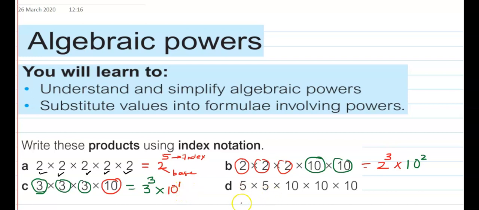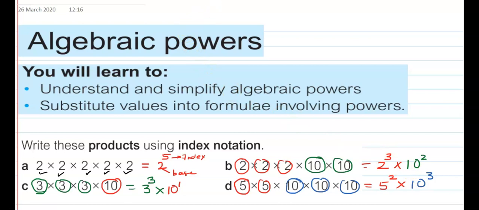If you see part D, how many 5's are there? 1 and 2. So there are 2 5's, so 5 to the power 2, times sign, and how many tens are there? 1, 2 and 3. So there are 3 tens, so it will be 10 to the power 3. So this is the way we can write down index notation.